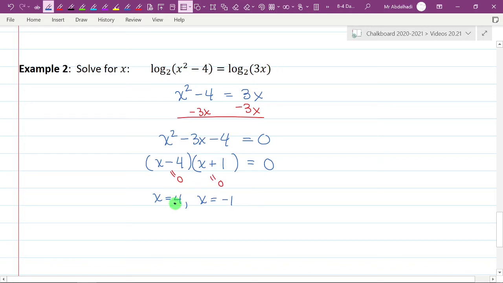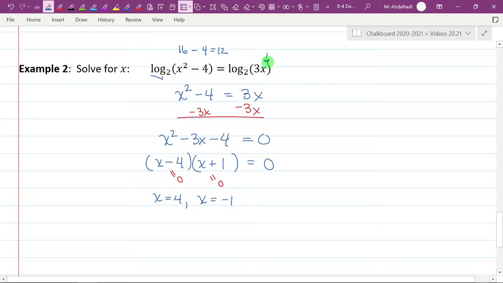So let's try 4, okay? Take your 4, plug it in for x, you get 4 squared, which is 16. Minus the 4 that's here, 16 minus 4 is +12. Taking the log of a positive number is fine, so this is okay. Now let's try it on this side.